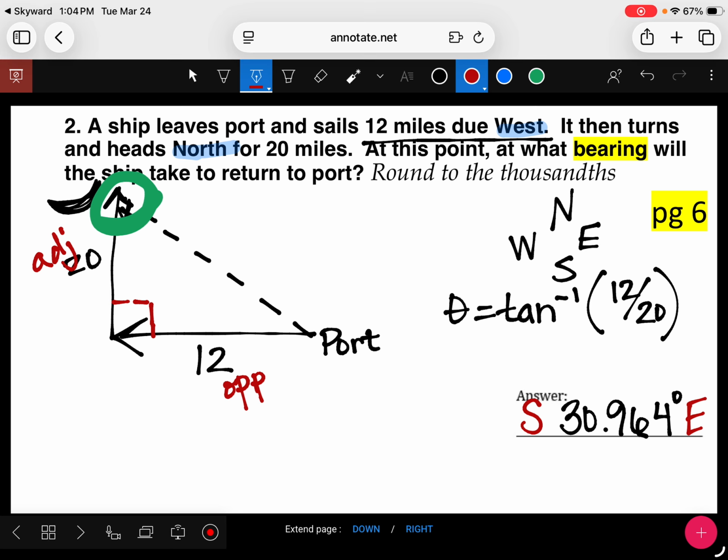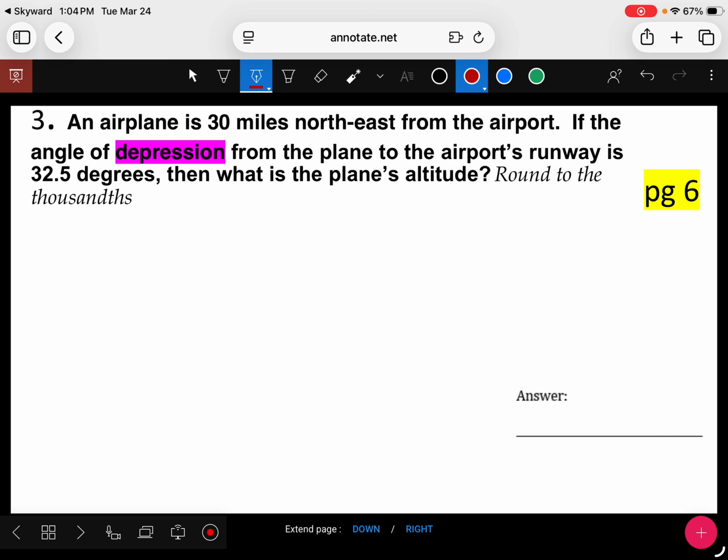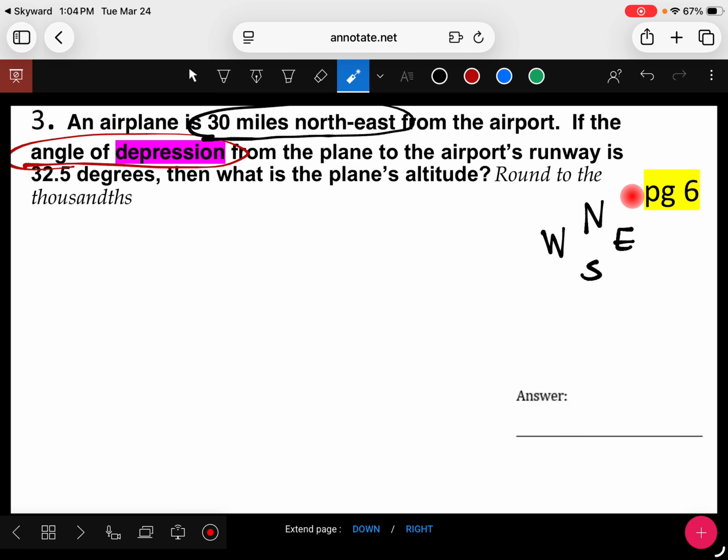All right, let's look at number 3. Now we're talking about an angle of depression. So when you see angle of depression, I want you to think upside down triangle, all right? So we got our never eat soggy waffles. This time it's traveling 30 miles northeast. So that means it's traveling this direction, in between the north and the east. So it's going this direction, 30 miles.